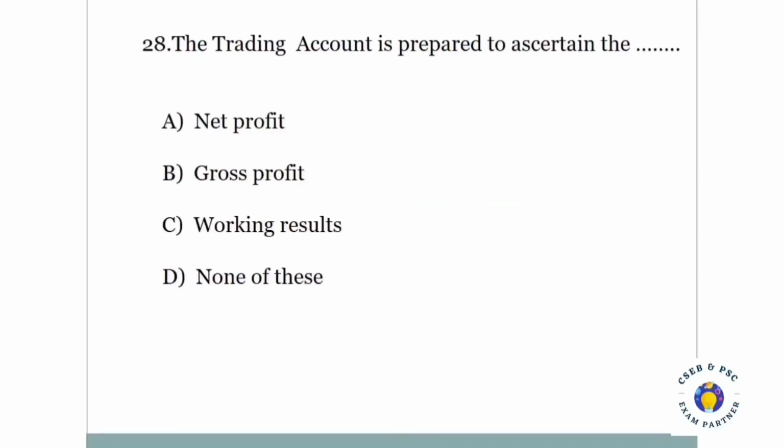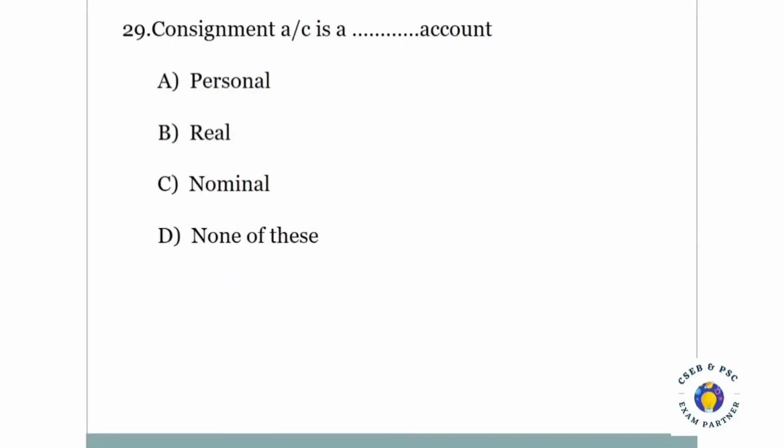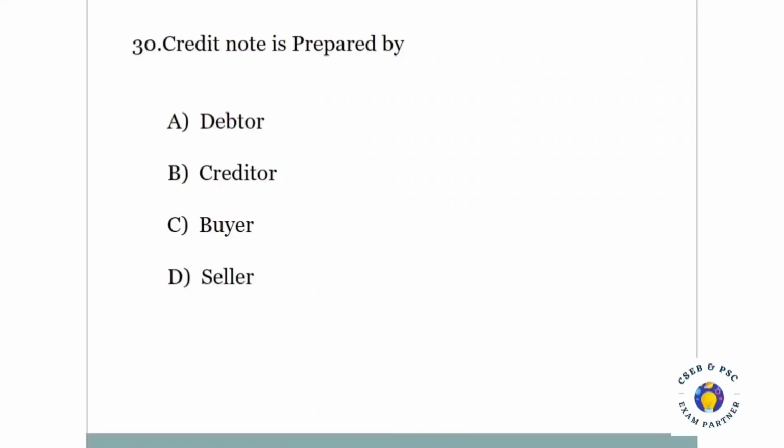Question number 28. The trading account is prepared to ascertain the dash. Option A, net profit, option B, gross profit, option C, working results, option D, none of these. Answer is gross profit. Question number 29. Consignment account is a dash account. Option A, personal, option B, real, option C, nominal, option D, none of these. Answer is nominal account.